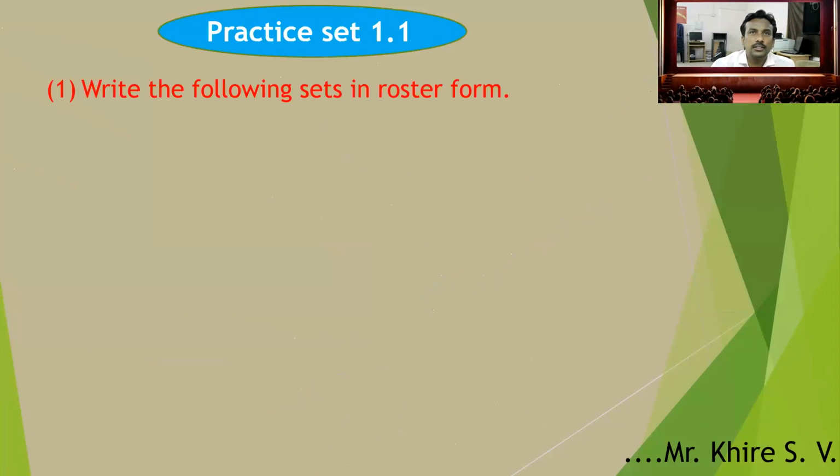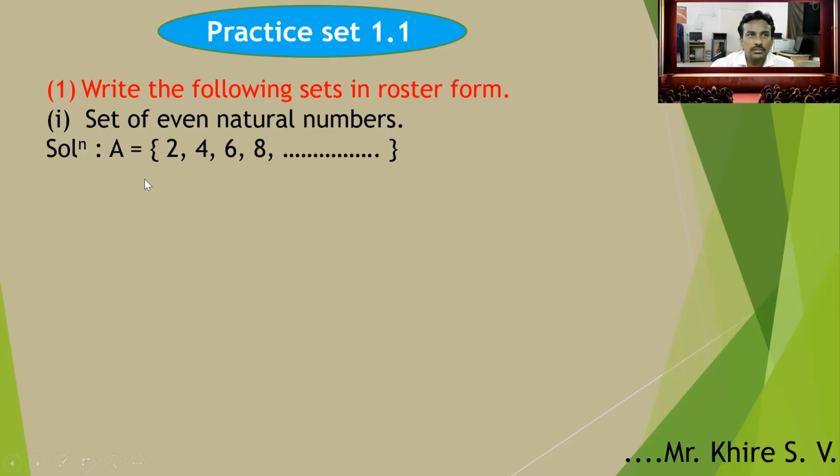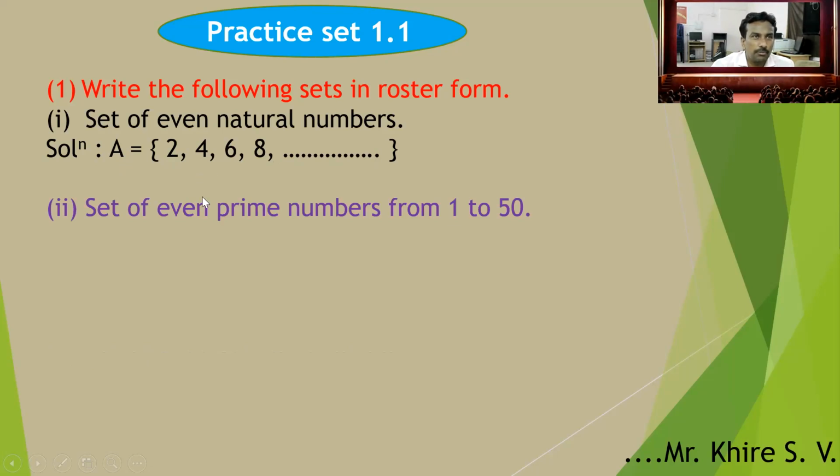Write the following sets in roster form. Set of even natural numbers. The even natural numbers are 2, 4, 6, 8 and so on. Suppose this is set A. A is the set of even natural numbers. Then set A contains elements 2, 4, 6, 8 and so on. There is no limit; there are unlimited elements. This is set A, written in the first method, listing method or roster form.